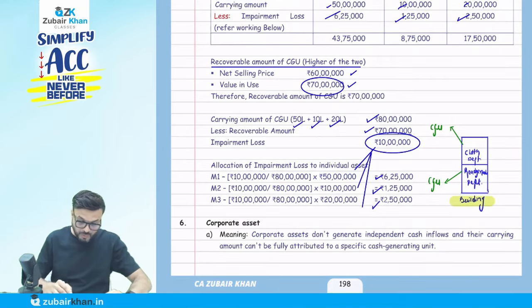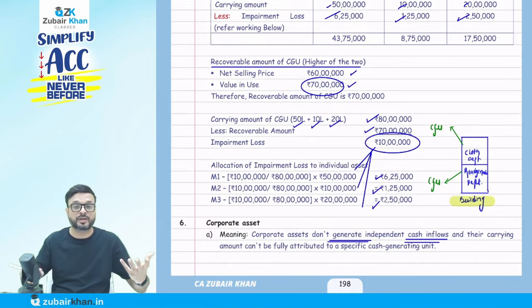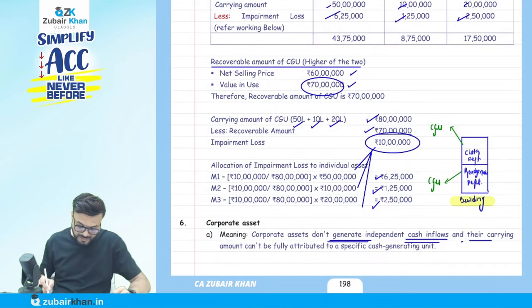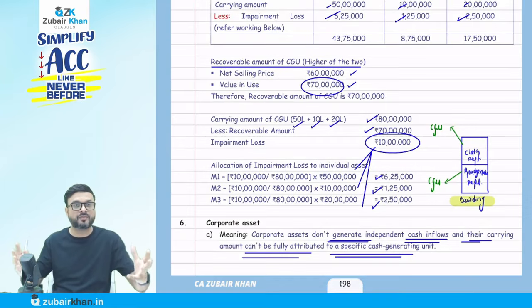So they say corporate assets don't generate independent cash flow. They are not individually generating cash flow. The different CGUs are using them to generate the cash flow. So they say their carrying amount cannot be fully attributed to a specific CGU. So this building does not belong to one CGU. It belongs to separate, different CGUs.